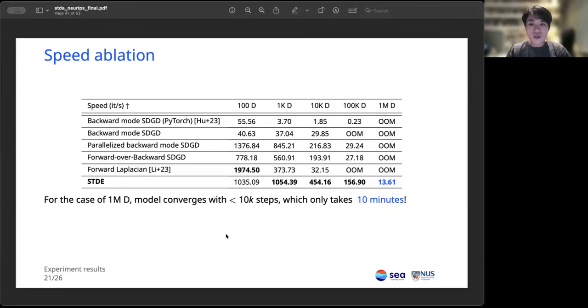Okay, another thing I want to point out in this table is that I also compare with a technique called forward Laplacian, because in this specific experiment the derivative operator in question is a Laplacian. This is a very specialized AD rule developed for the Laplacian. It performs really well, but because it does not do amortization, the scaling in D is quite poor. So it performs really well in low dimensional cases, but once you scale up the dimensionality, the performance drops drastically.